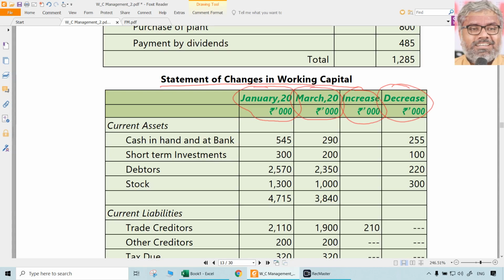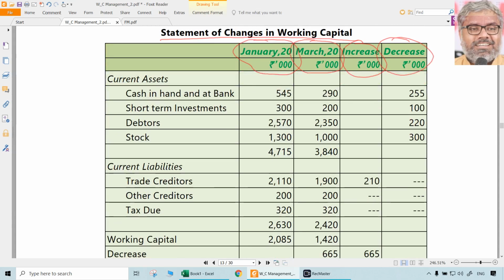What is working capital? Simple thing. All the current assets and current liabilities have to be taken, copy paste. So what is the cash in hand and cash at bank? Opening balance at the beginning of January, closing balance at the end of March. Only those two have to be taken. Increase or decrease? Decrease. So add it here, decrease. Same with short-term investments. Originally 300, then they change it to 200. Final result: in between, a lot of things happen, but ultimately there is a decrease only.